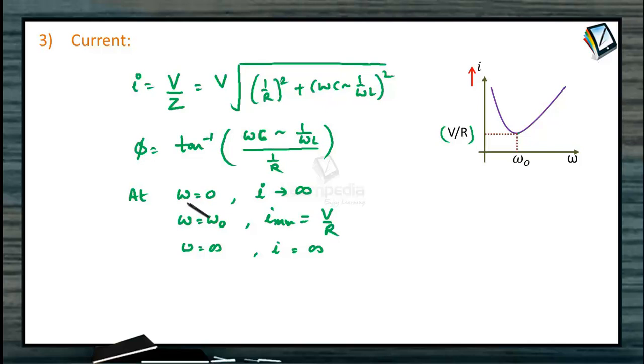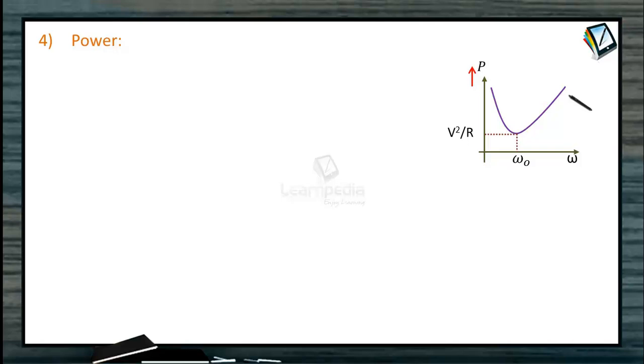When DC voltage, if you take it, the angular frequency is 0. So the current will be maximum. And thereafter current decreases, and at omega is equal to omega naught, current becomes minimum, and thereafter current again increases to maximum. Power, if you want to calculate the value of power, P is equal to V square by Z. So it can be written as V square into 1 by Z.